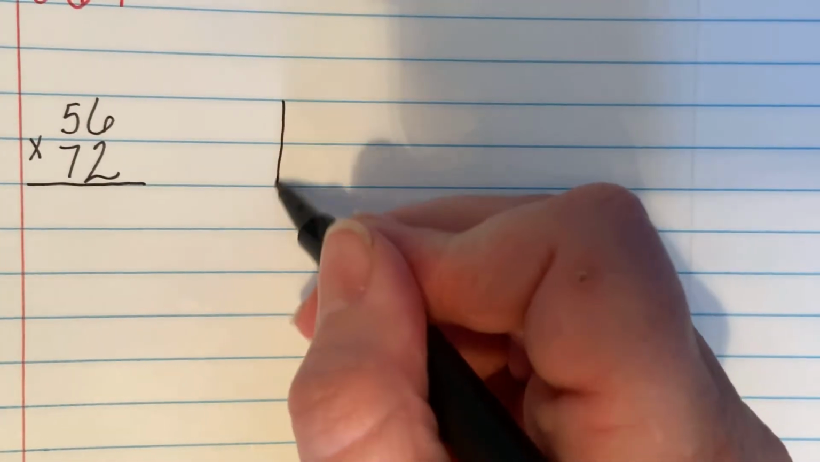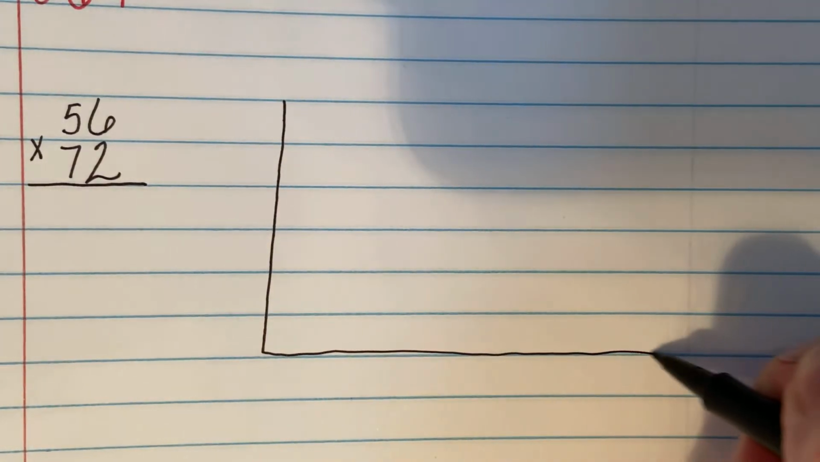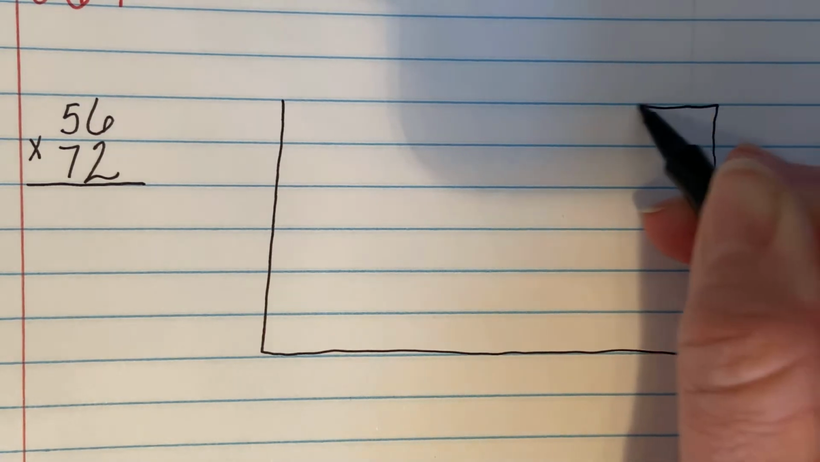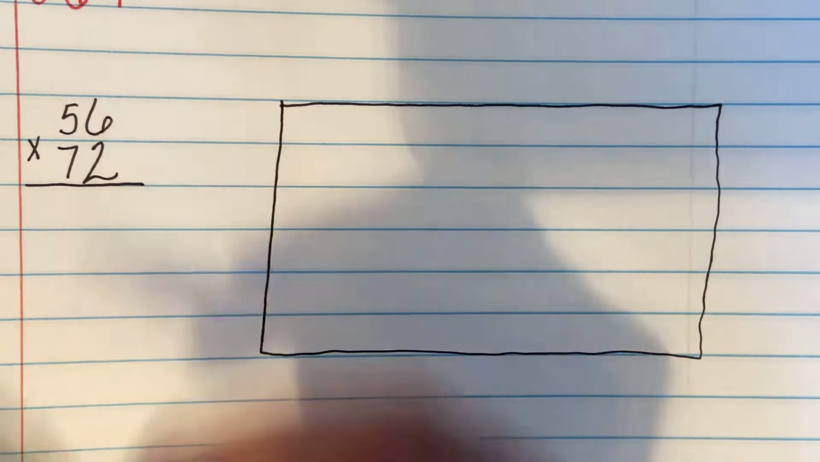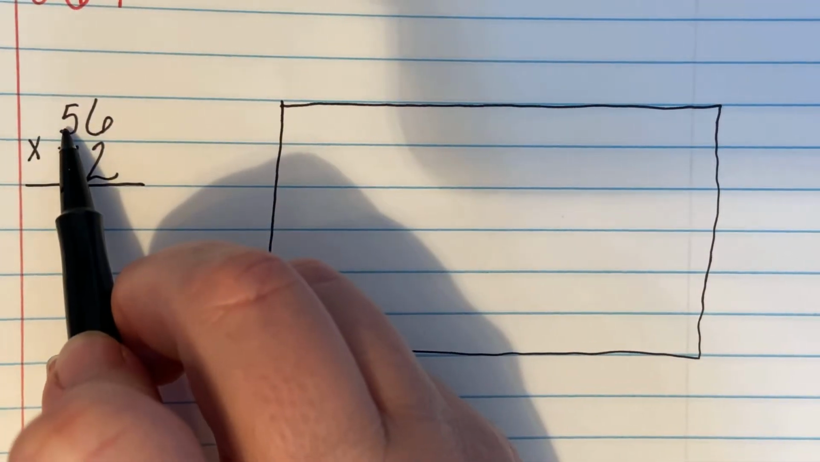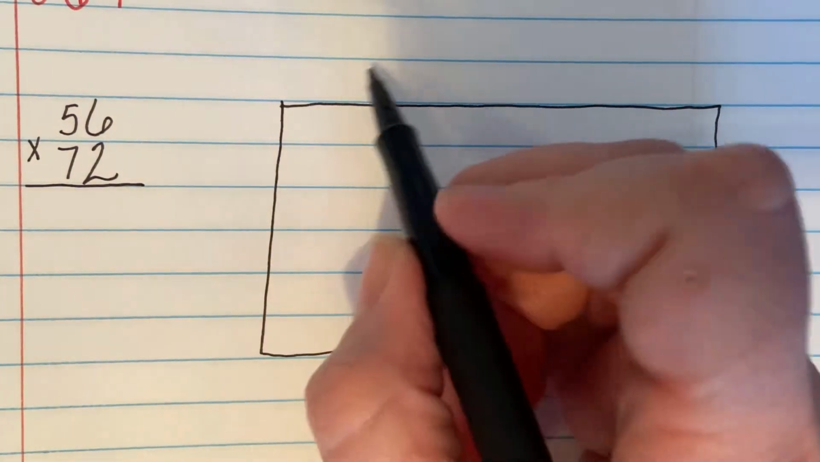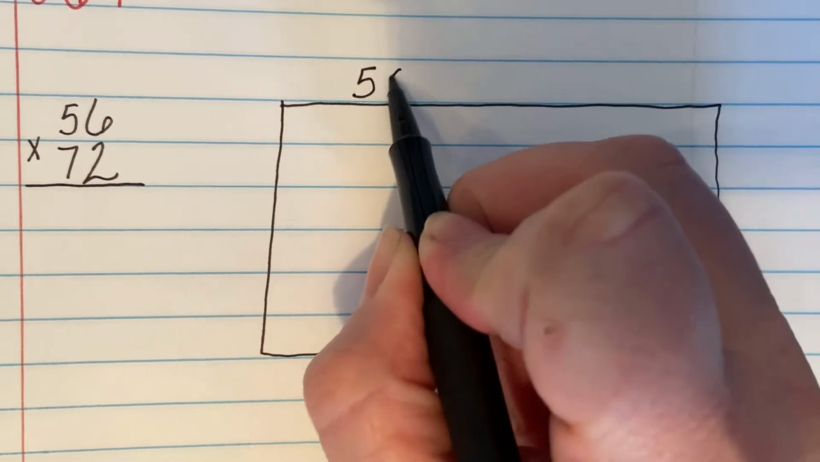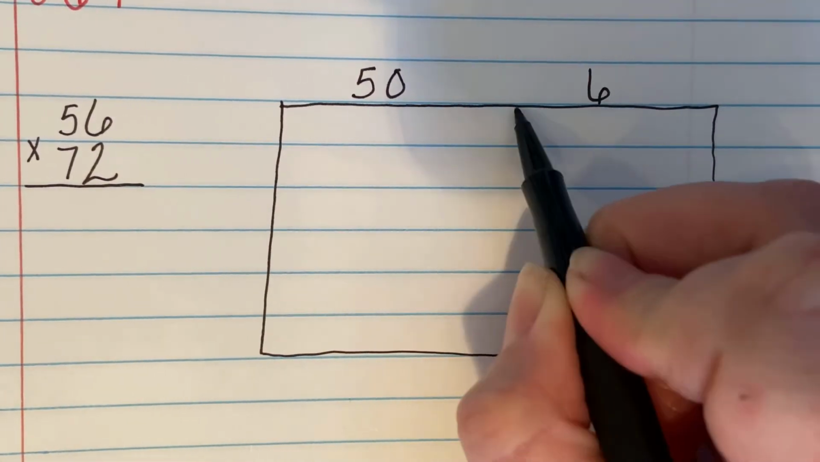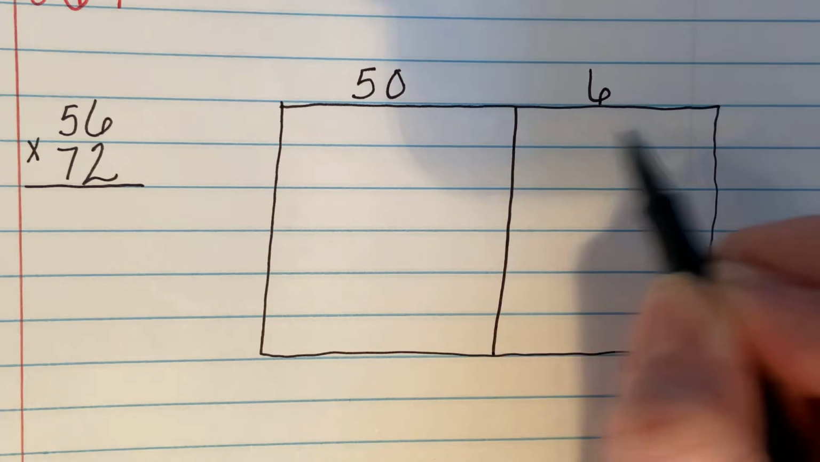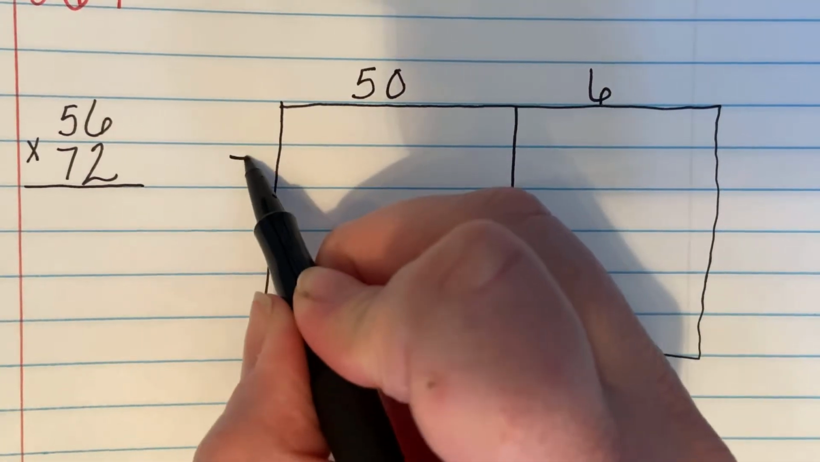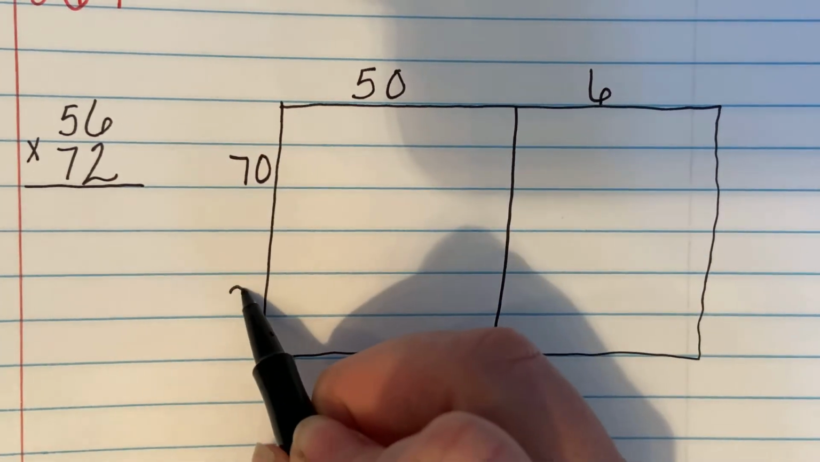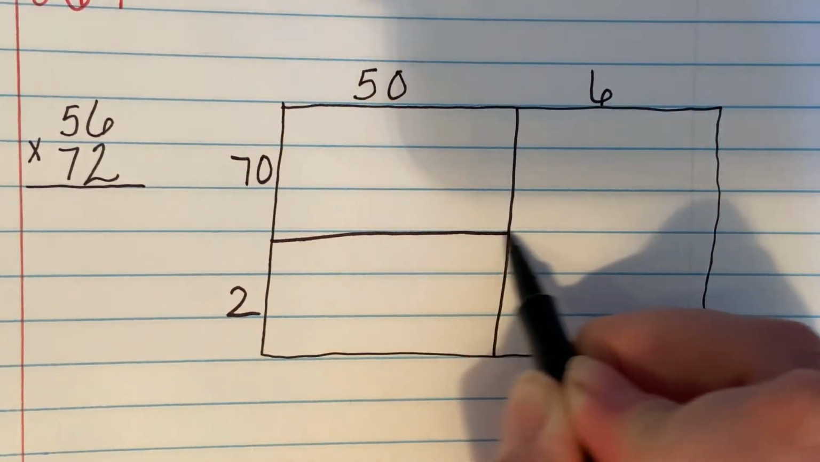I'm going to come over here, and I'm going to draw a rectangular box. I'm going to decompose 56 into 50 and 6. So I'm going to have 50, and then I'm going to have 6, and I'm going to draw a line to separate those two. And then I'm going to have 70 and 2, so I'm going to have 70 and then 2, and I'm going to draw a line to separate those two.